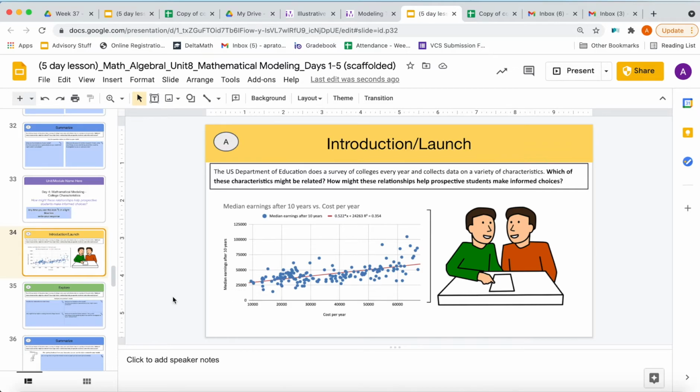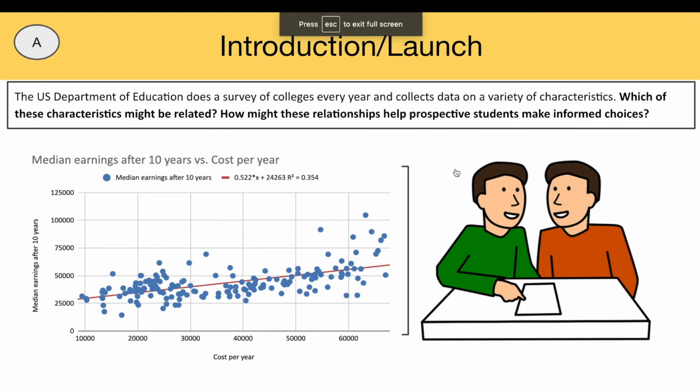So in this situation, the relationship being shown is the relationship between cost per year of college and the median earnings after 10 years. The question that I wanted to know was, does the cost per year affect the median earnings? If the cost is higher, does that mean that the median earnings are higher? And that's what this model is meant to show.